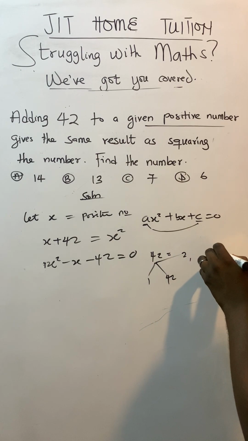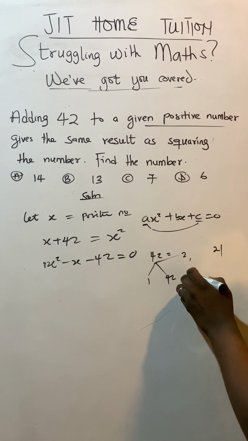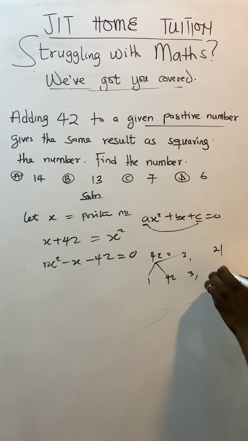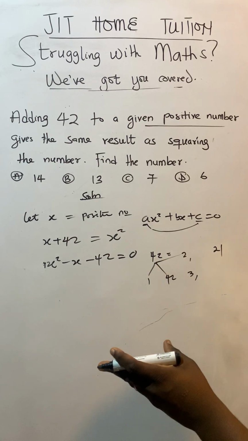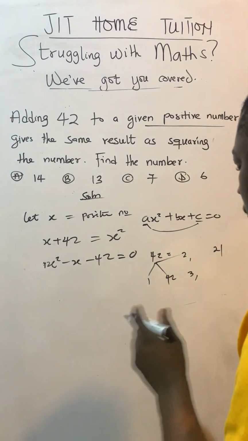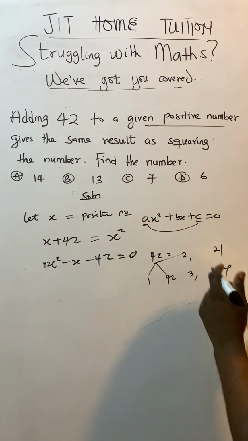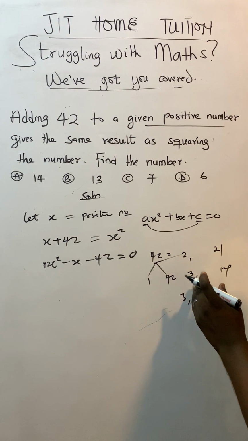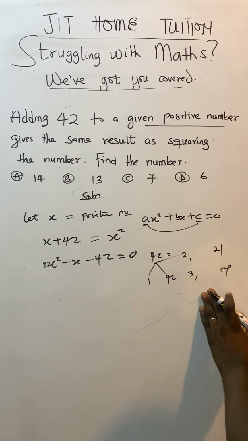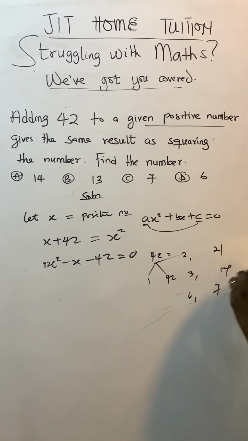Then you have 2 and 21. You can also have 3 together with another number, 3 and 14. Then you move on to 4, no, 4 will not work, so 5, no, so you have 6 and 7.